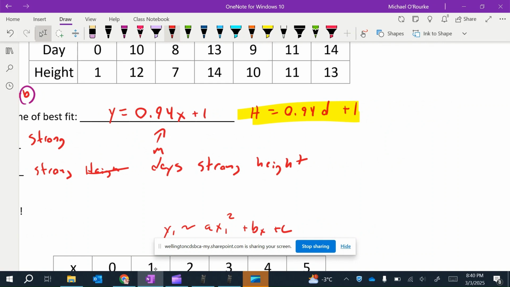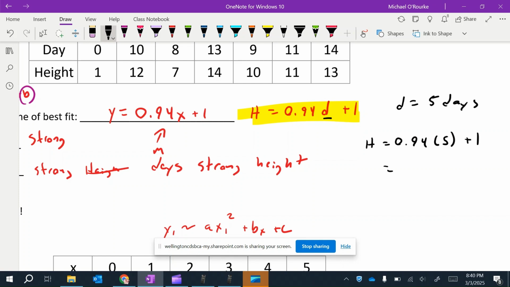So I could say, okay, how big is our plant going to be after 5 days? Right? Therefore, we're going to plug in for the d value. So it'd be height equals 0.94 times 5 plus 1. Now if we plug that in our calculator, we're going to get 5.7. So we can make a prediction that on the 5th day, our plant is going to be 5.7 tall.